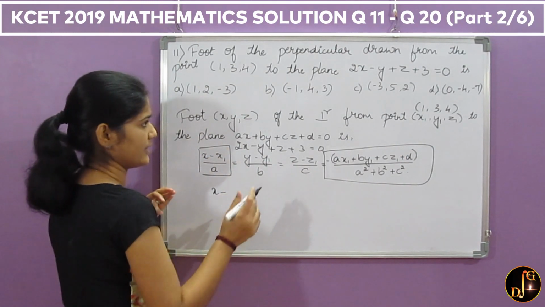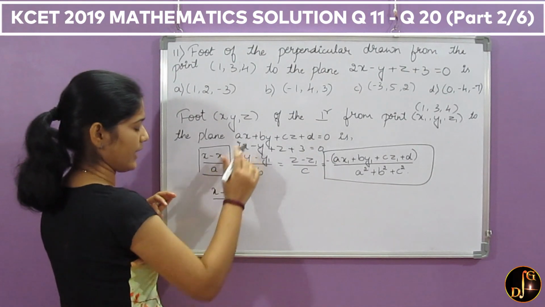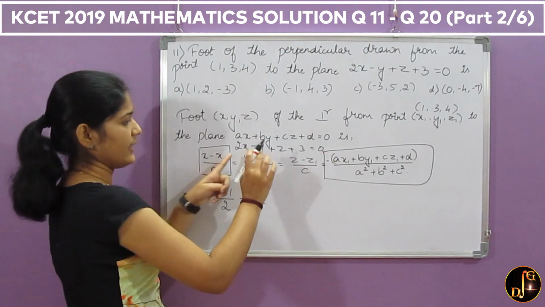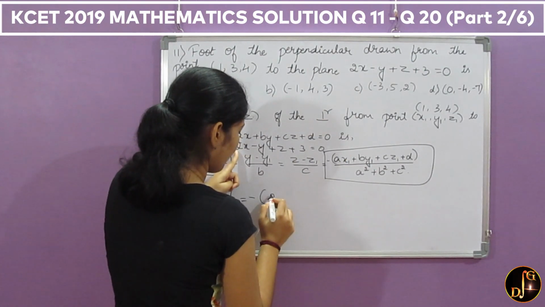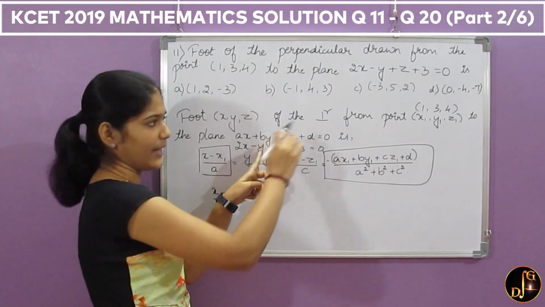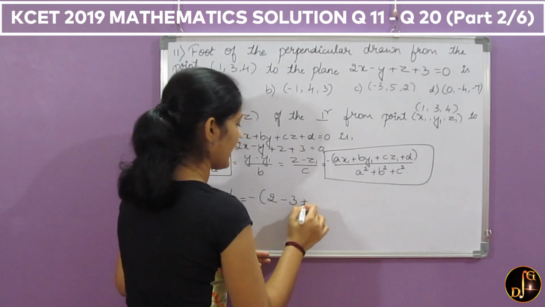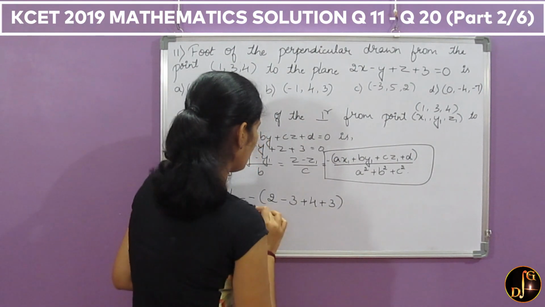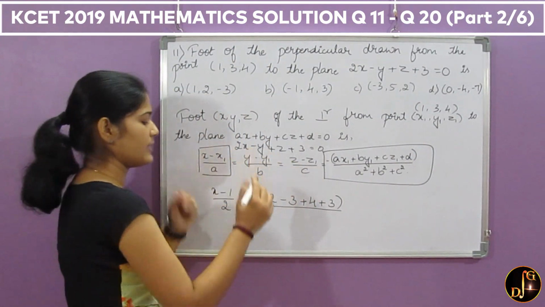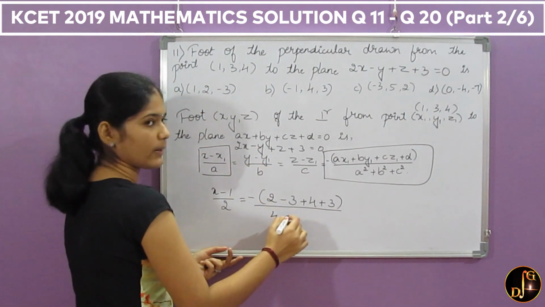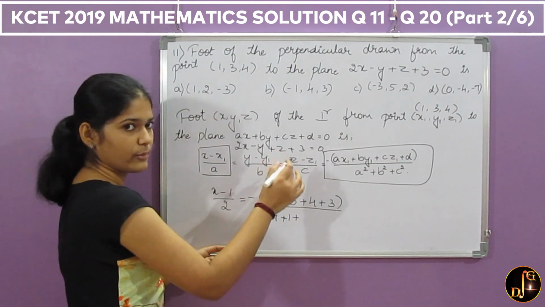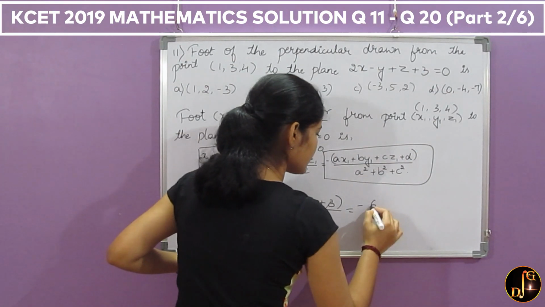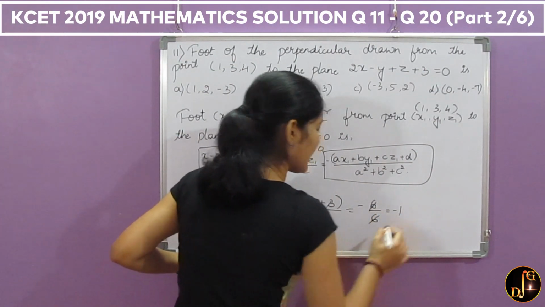That means x minus x1 is 1, divided by a, which is 2, is equal to minus of (a x1, that is 2 into 1, 2, plus b y1, that is minus 1 into 3, that is minus 3, plus c z1, that is 1 into 4, 4, plus d, 3) whole divided by a square, 2 square, 4, plus b square, minus 1 square is 1, plus c square, 1 square is 1. So minus 3 and plus 3 get cancelled. So minus 6 by 6. That means we will get minus 1.